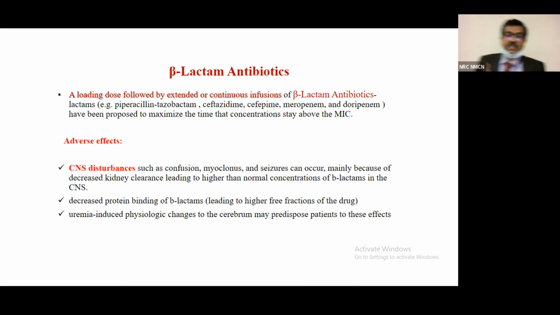Important thing to remember with all these drugs are the CNS disturbances. That is the most common adverse effect of this drug. Confusion, myoclonus, and seizure can occur. This happens mainly because of the diminished clearance from the kidney, and the beta-lactam levels go up. Other important things usually seen in patients with chronic kidney disease are decreased protein binding of the beta-lactams. And so free beta-lactam would be high, and that would get into the CNS, causing disturbances. And uremia per se has a lot of other problems. A patient already at risk of uremic encephalopathy might have a reduced threshold for these side effects.